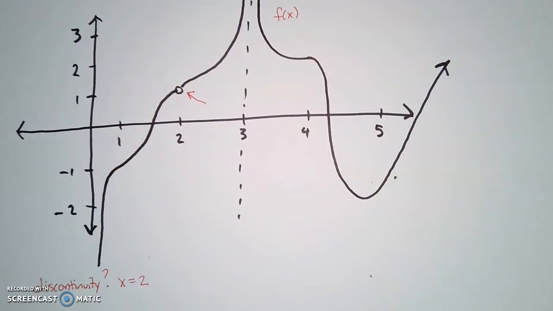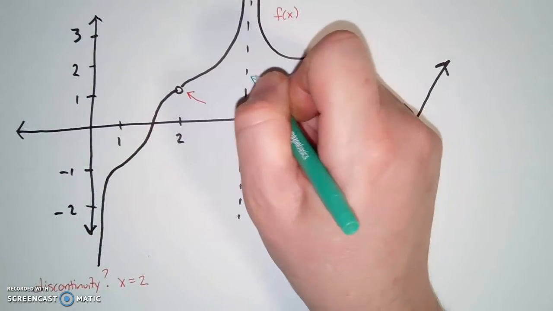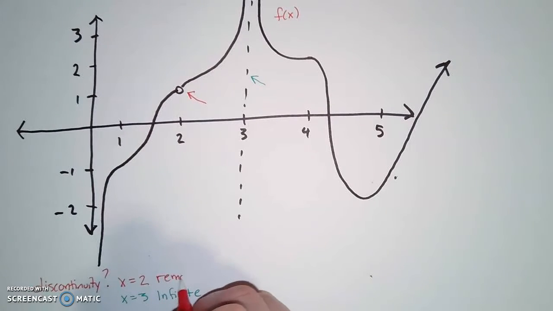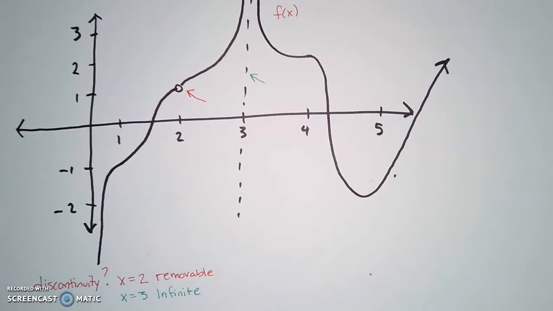Is there another one in the graph? Yes, there is. It's at x equals 3. X equals 3 is an infinite discontinuity. And x equals 2 is what's known as a removable discontinuity. The discontinuity can be removed by filling in the dot.